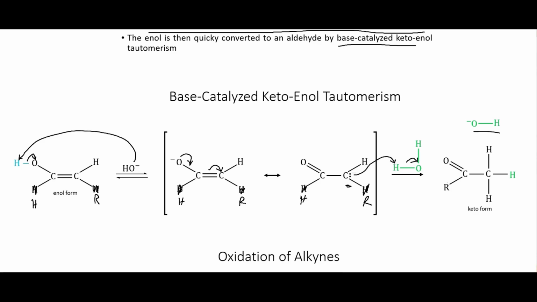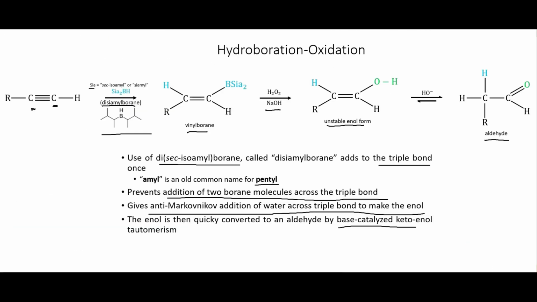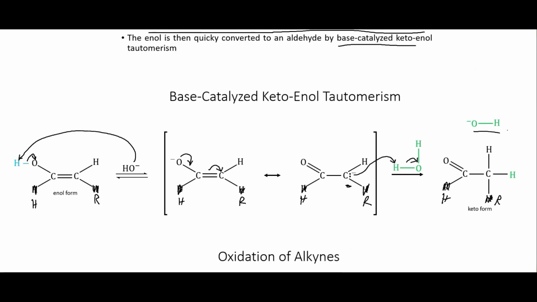This an R. And so we end up with our aldehyde right here. So this then should be our R right there. Yeah, it should be that way. So we end up with our aldehyde form up here. And so that is the base catalyzed keto-enol tautomerism.